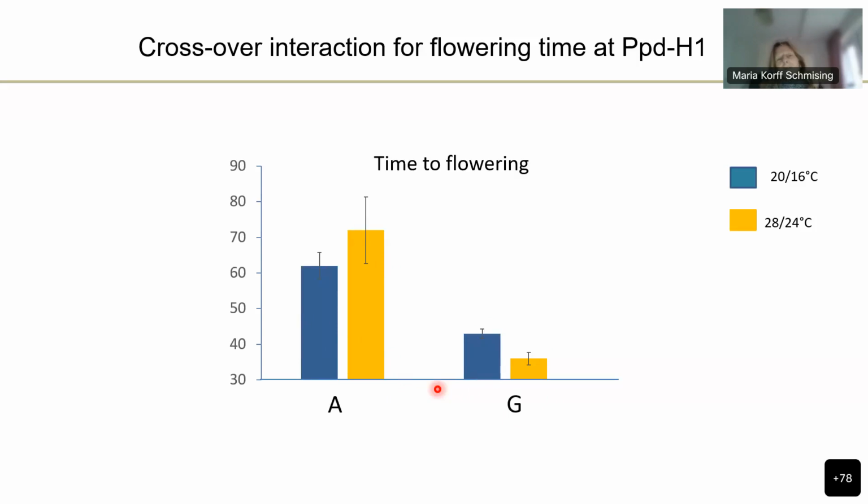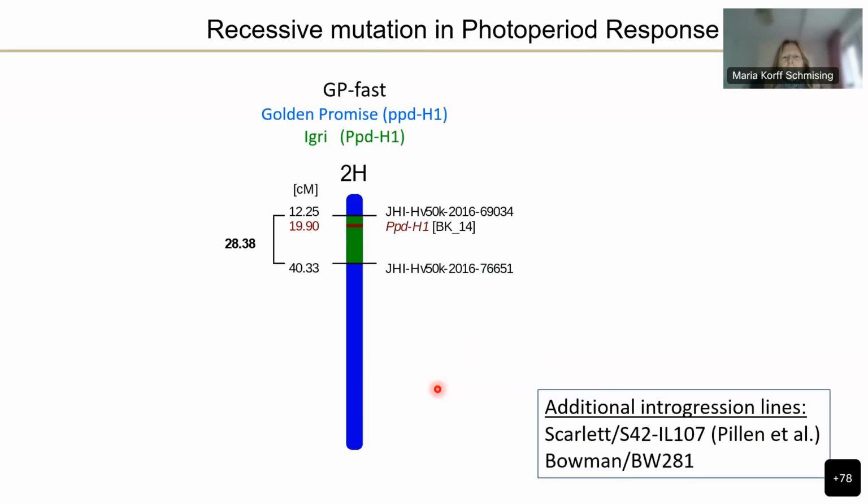Now we wanted to dissect this a bit more, and rather than use the large population, we used a shortcut: we looked at introgression lines. We generated an introgression line in the background of Golden Promise, which is a spring barley that some of you may know because it's typically used for transformation. We introgressed the wild type PPDH1 allele from the winter barley Igri. Because this line was early flowering, also under control conditions, we termed it Golden Promise Fast.